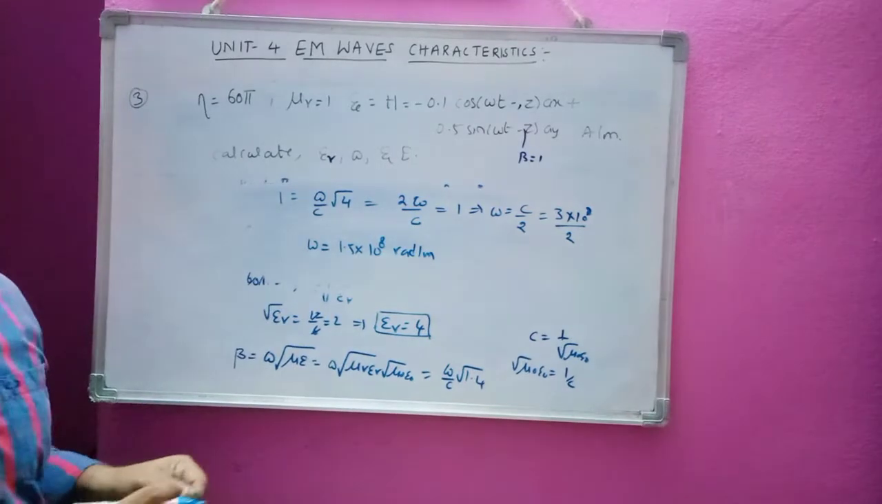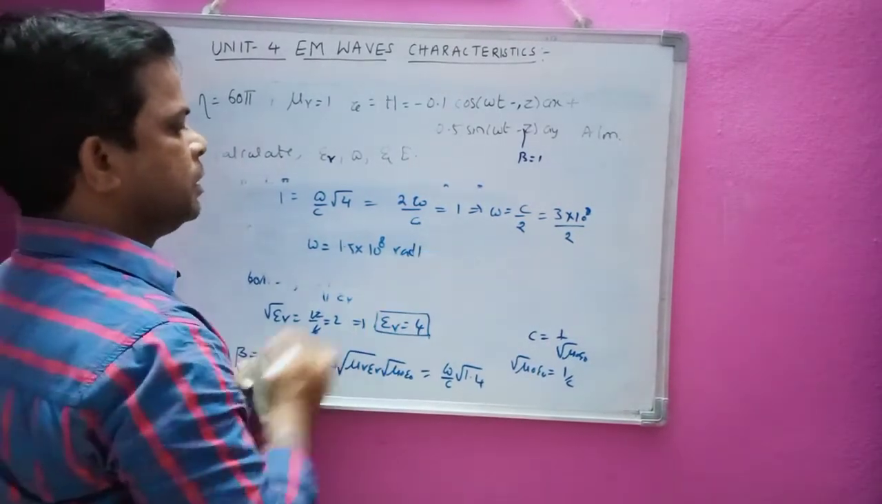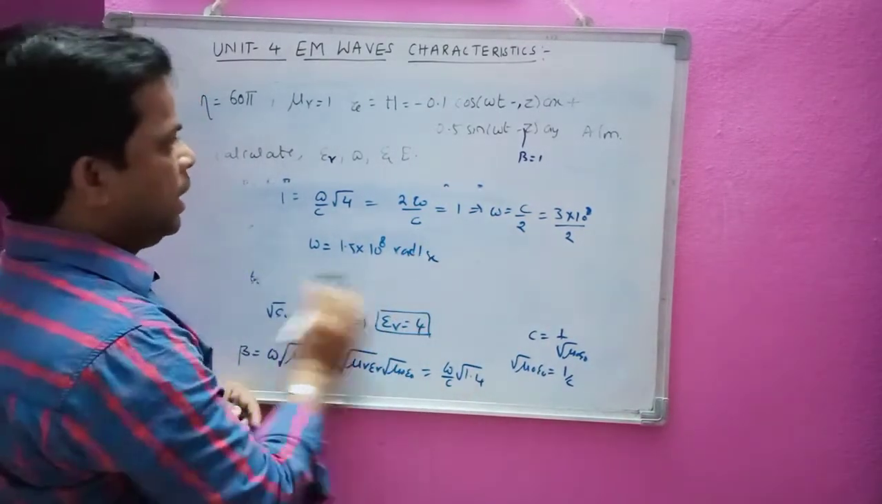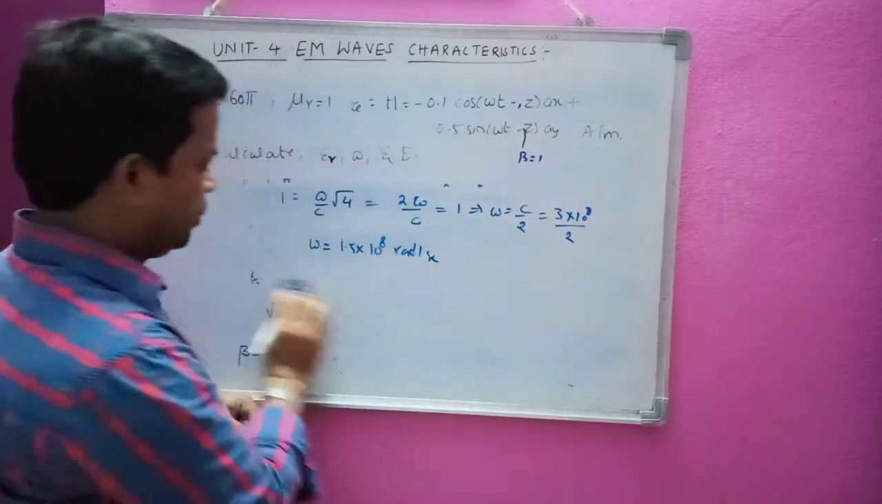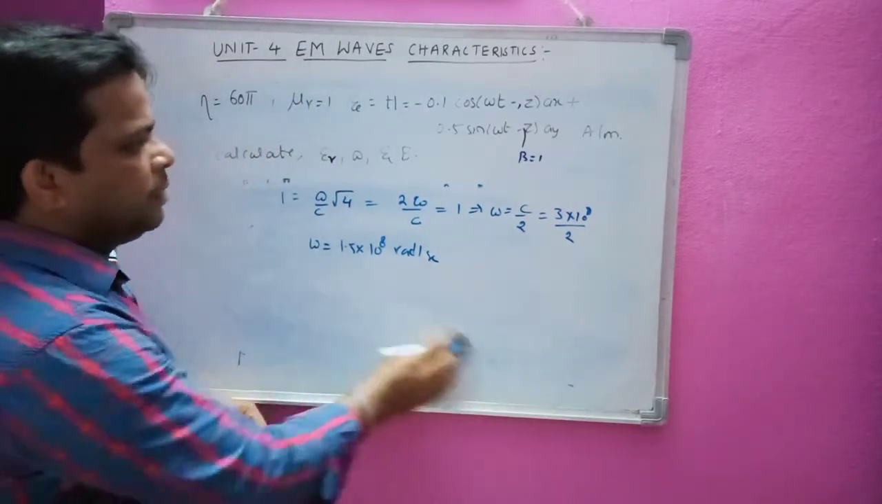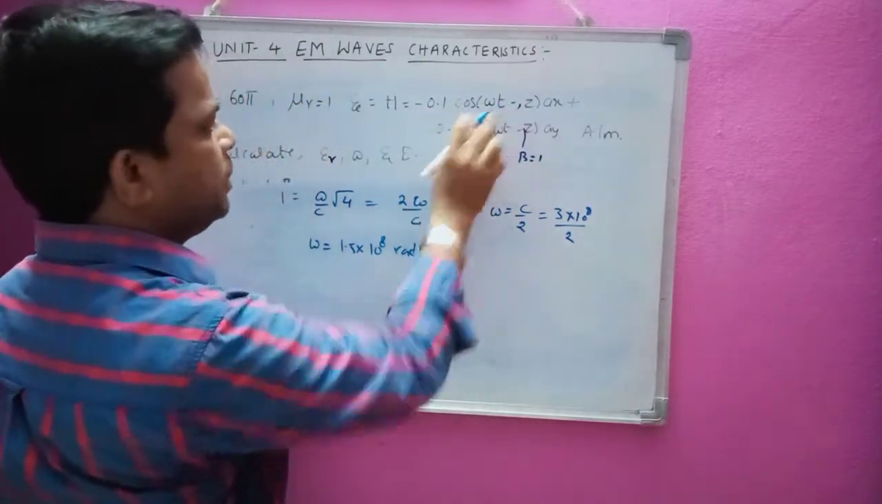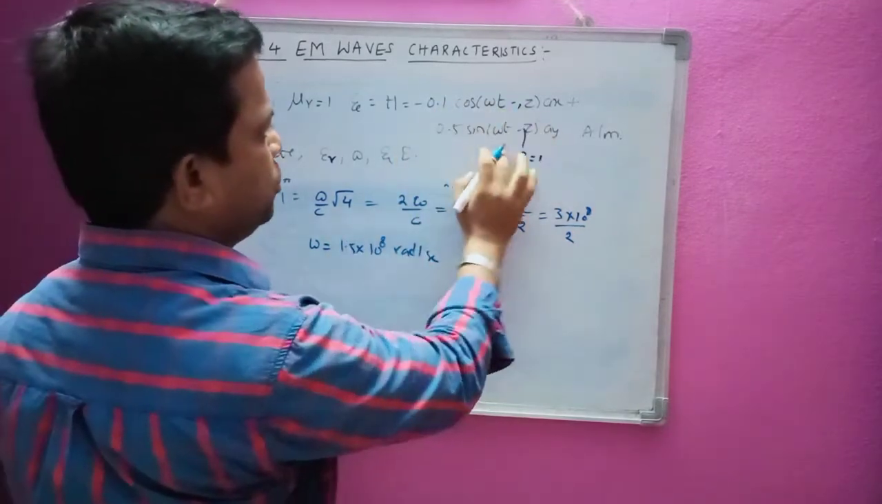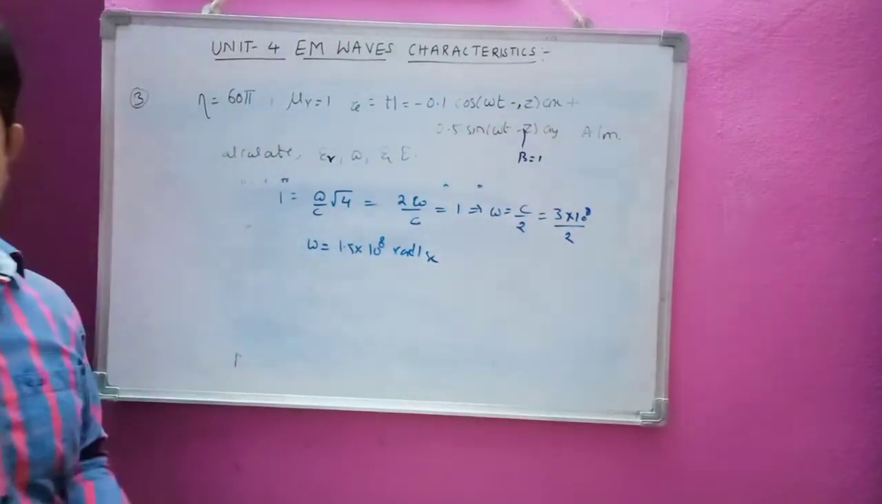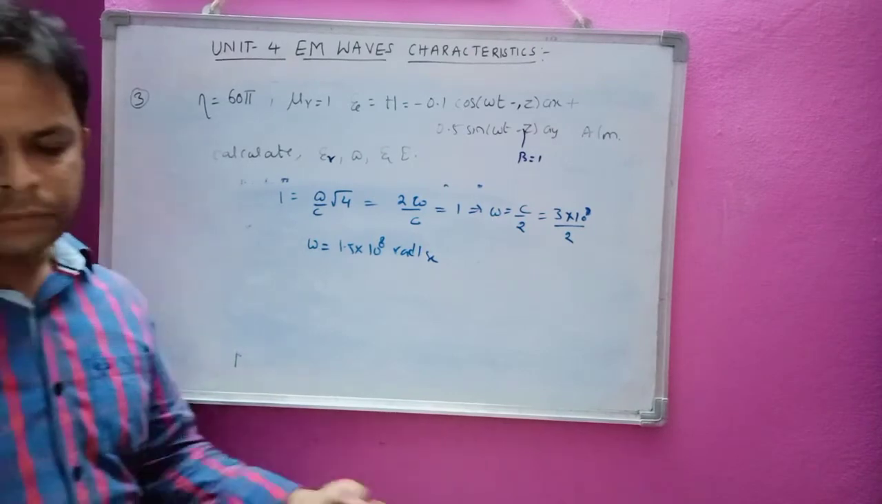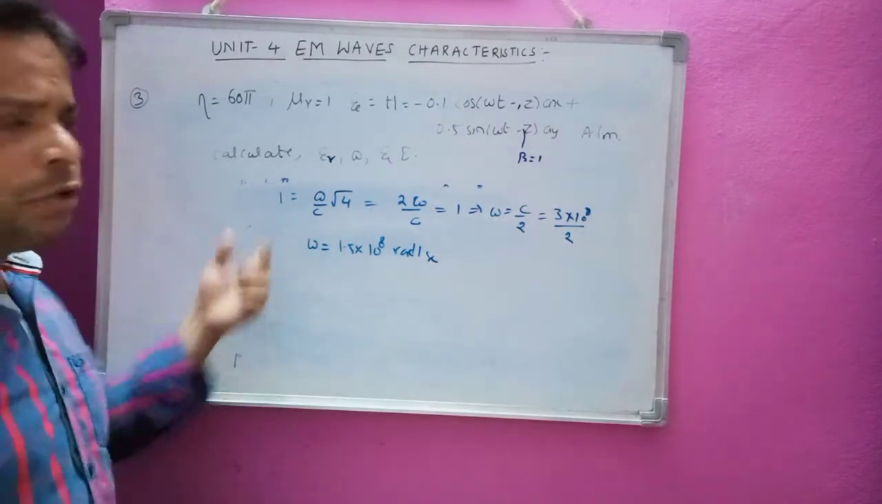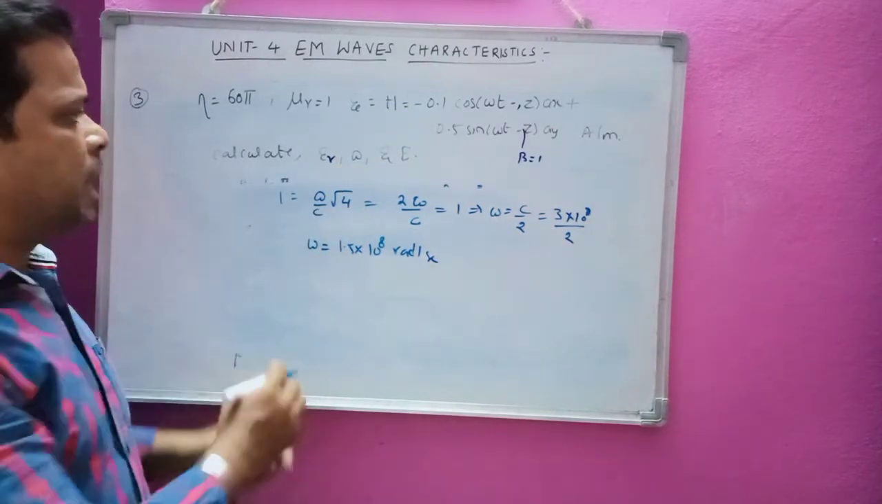So that is the value, radians per second. And similarly, what we have to calculate here is E. We can calculate this E in two ways, because H is split into two components, X and Y, and similarly E is also split into two components. So we have two methods of calculating the value of capital E.